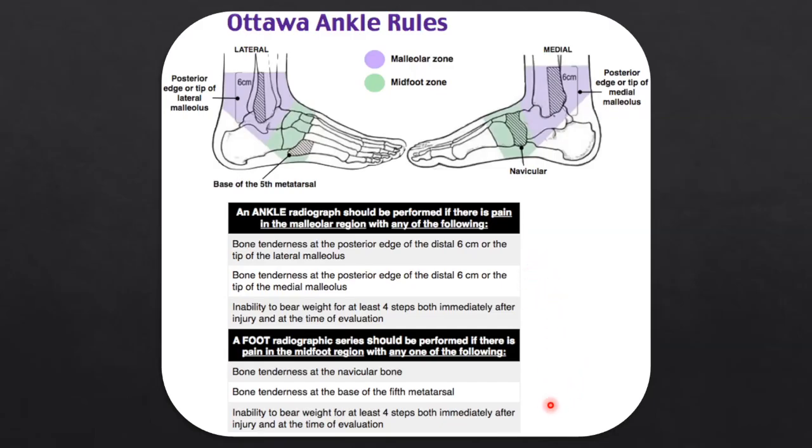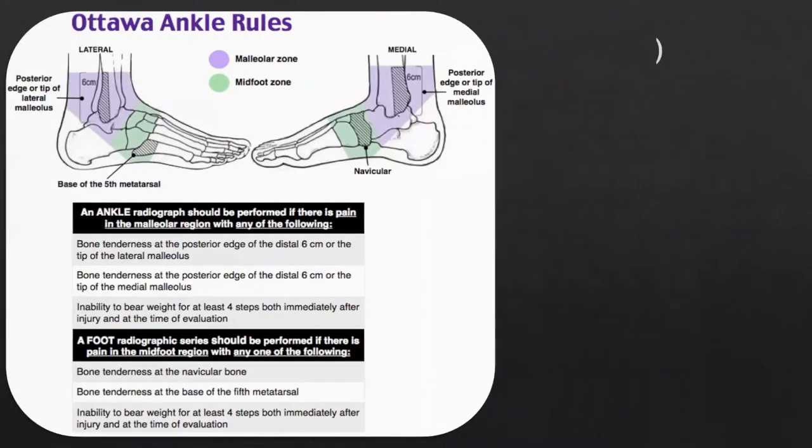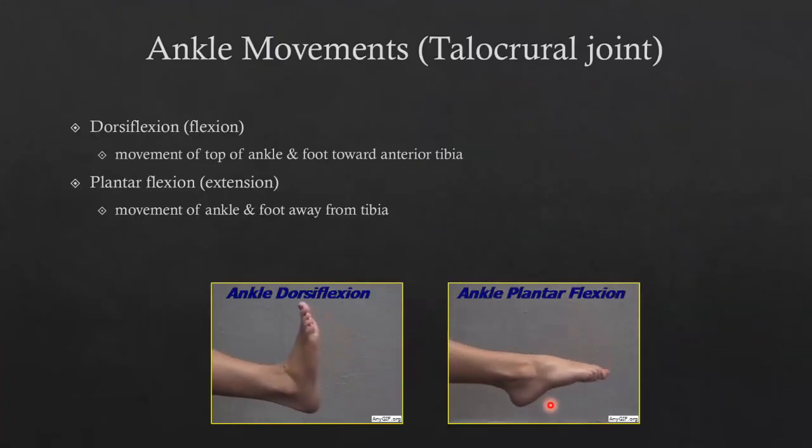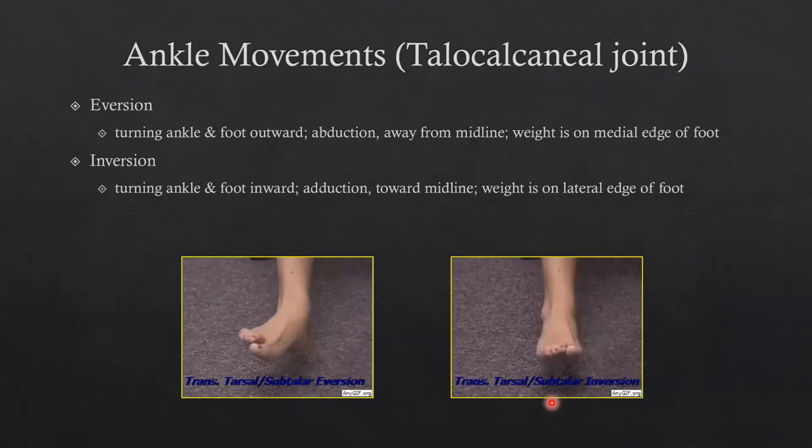Moving on to the movements of our ankle. Again, we have dorsiflexion, that is the movement of the top of the ankle or foot towards the anterior tibia. We have plantar flexion or extension. This is the movement of our ankle or foot away from the neck. We have our ankle eversion and inversion action. Eversion is turning our ankle or foot outward. It can also be described as foot abduction or moving the foot away from the midline.